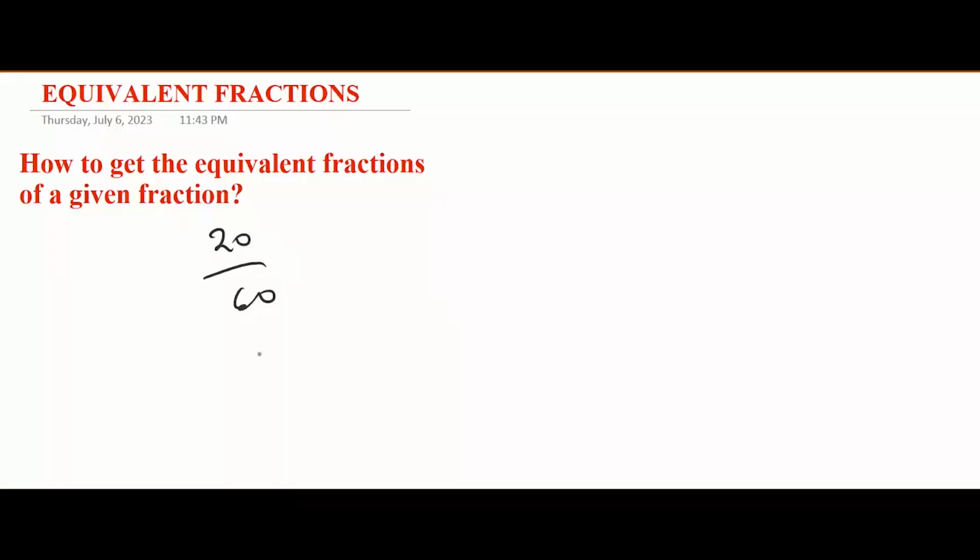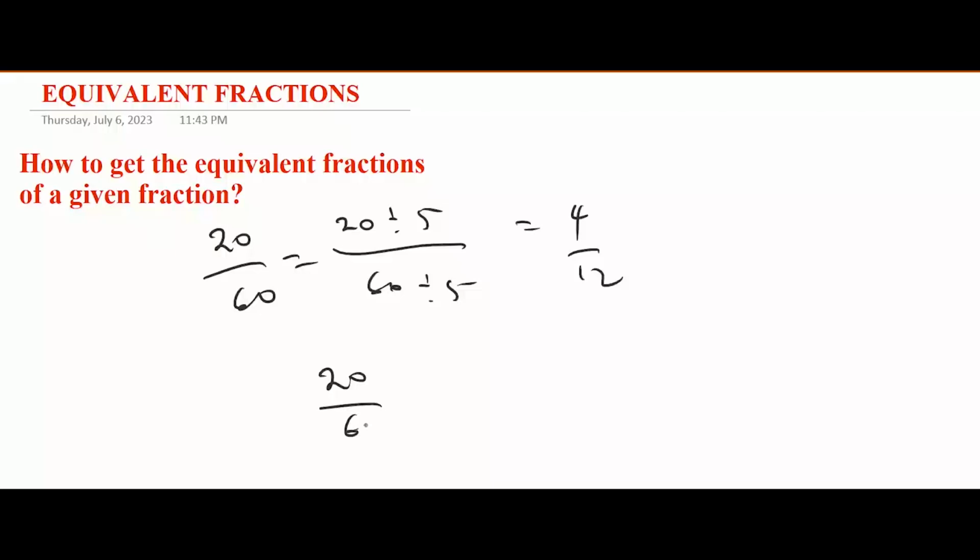You could either divide 20 and 60 by the same number. Let's say 5. So you can say 20 divided by 5 over 60 divided by 5. 20 divided by 5 will give you 4, then 60 divided by 5 will give you 12. So that means 4/12 is an equivalent fraction of 20/60. In summary, 20/60 and 4/12 are equivalent fractions.